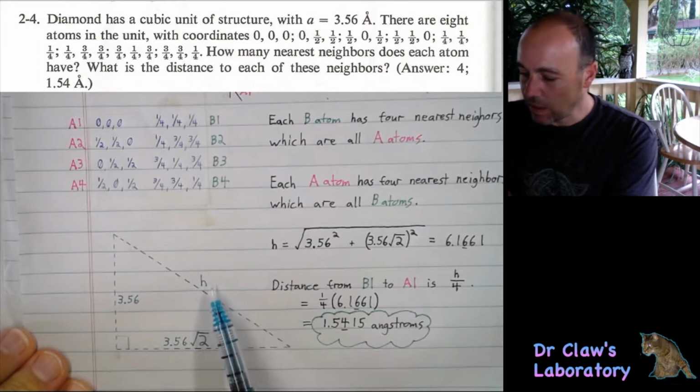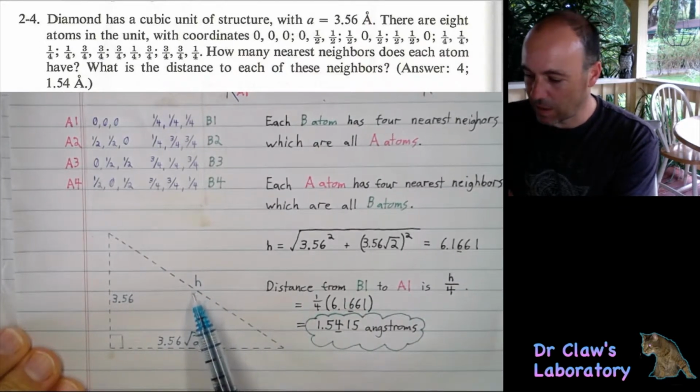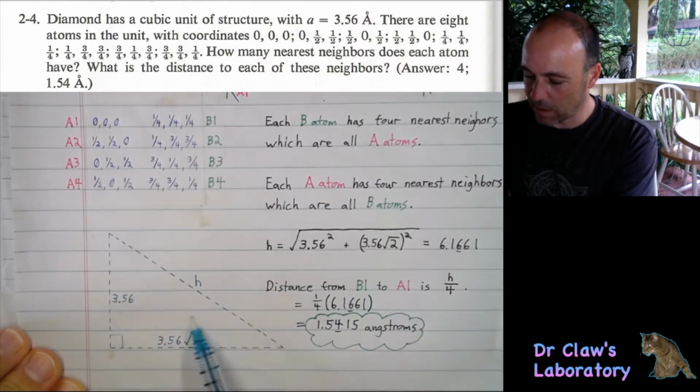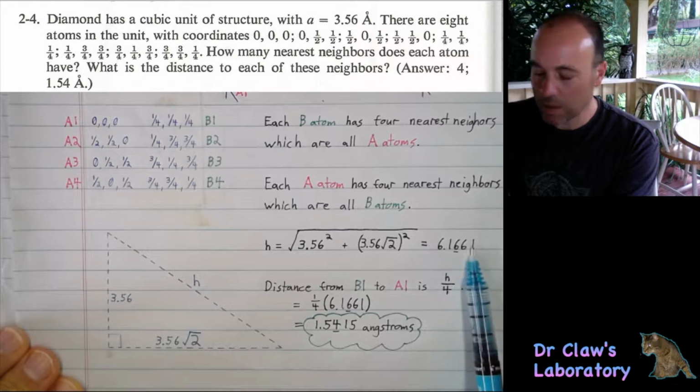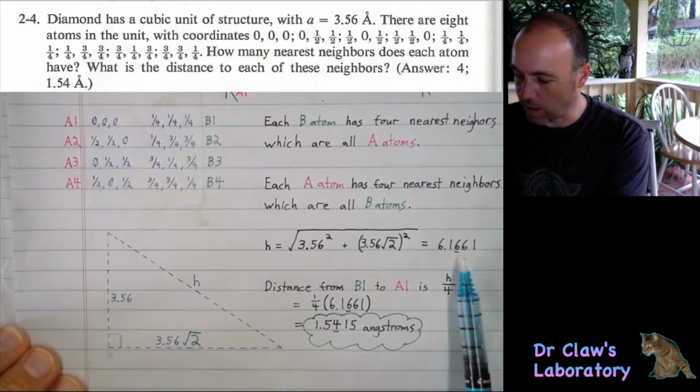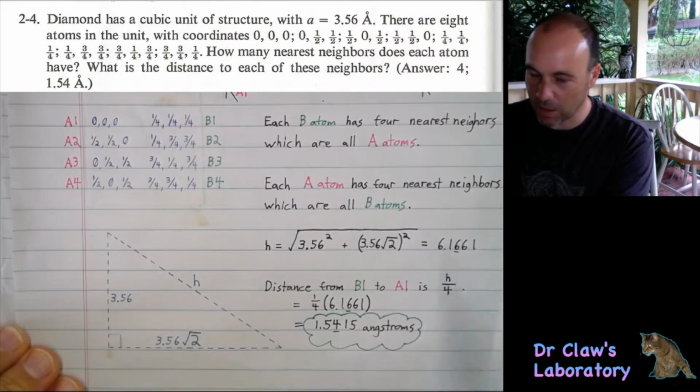So we can solve for the hypotenuse, okay? It's equal to the square root of this squared plus all of that squared. And then we get 6.1661, okay? You would round it to this position.